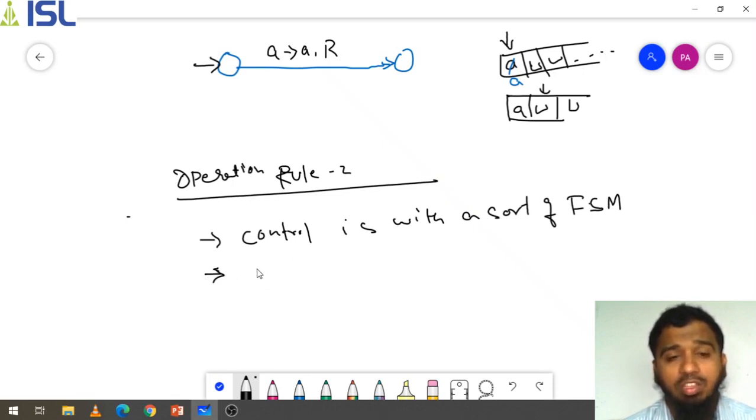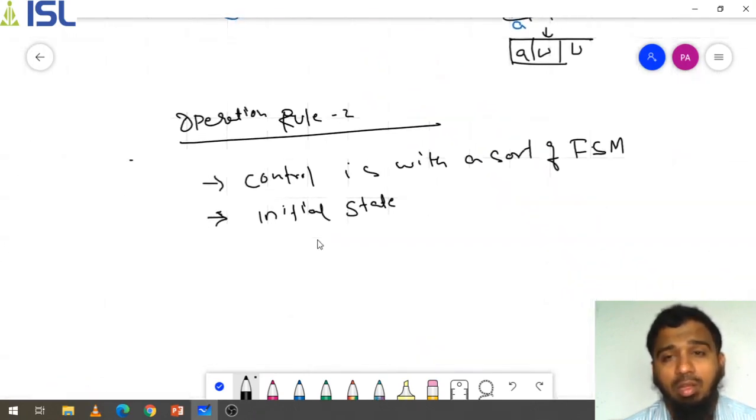And the next one is initial state. As usual, what we have seen in the previous videos, initial state is very important, and the same way it is denoted by this arrow in the starting.